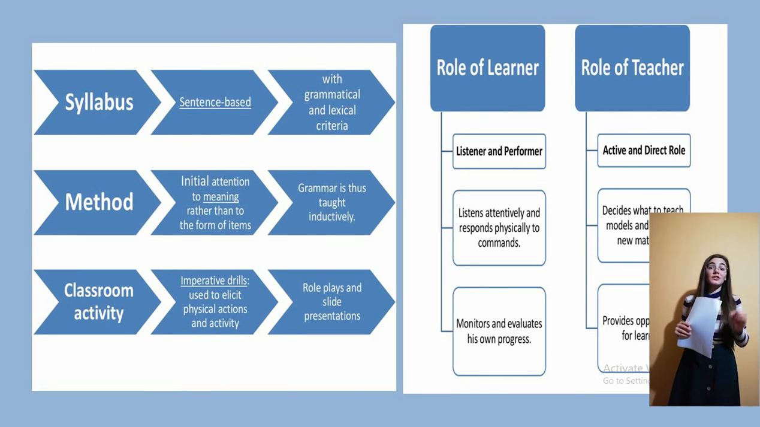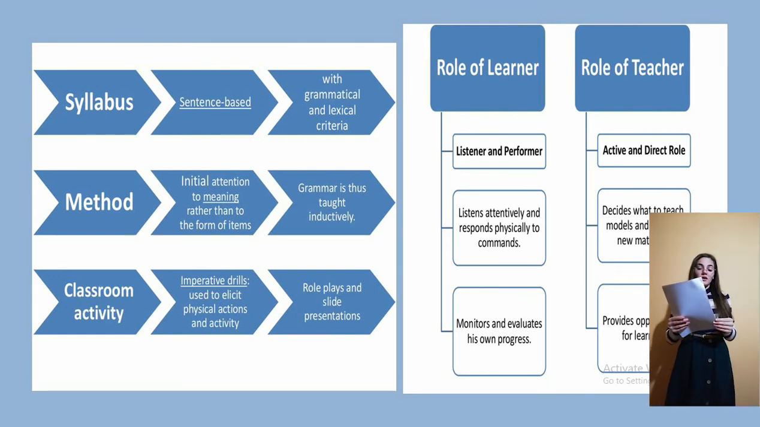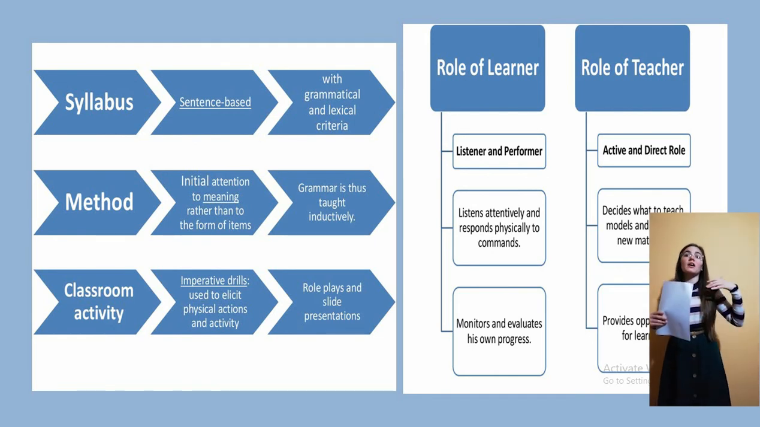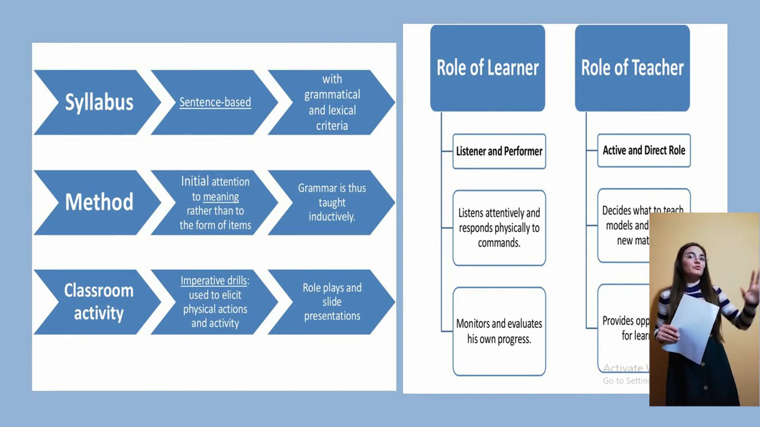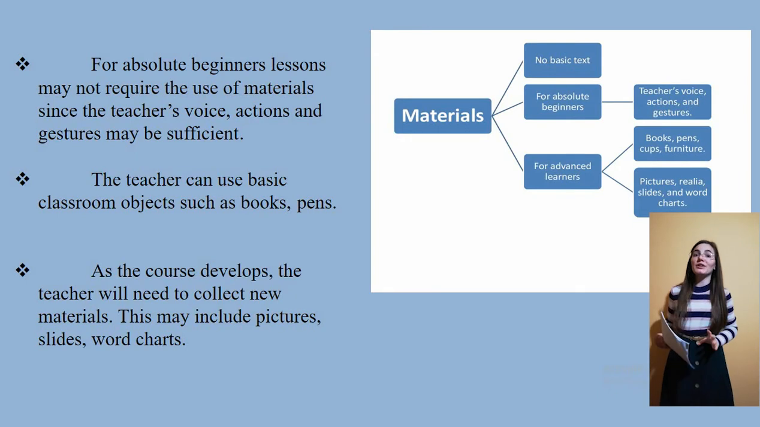Now, roles of learners and teacher. Learners have the primary role of listener and performer. They listen attentively and respond physically to the commands given. The teacher, who has a direct and active role, has the responsibility of providing the best kind of exposure to language. Now, let's see the differences between traditional method and TPR.